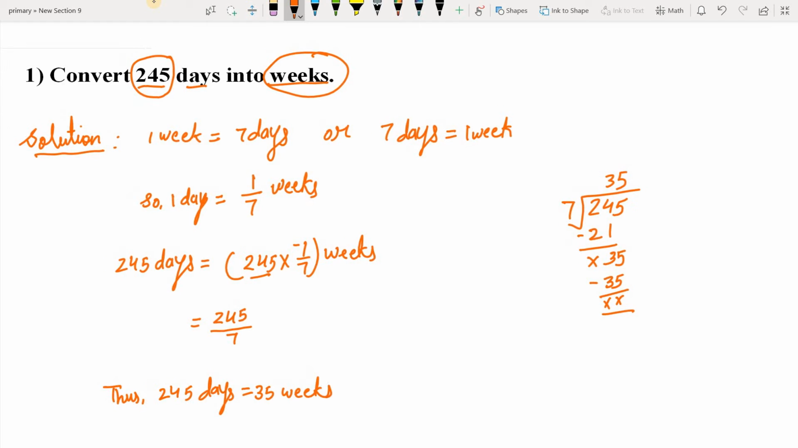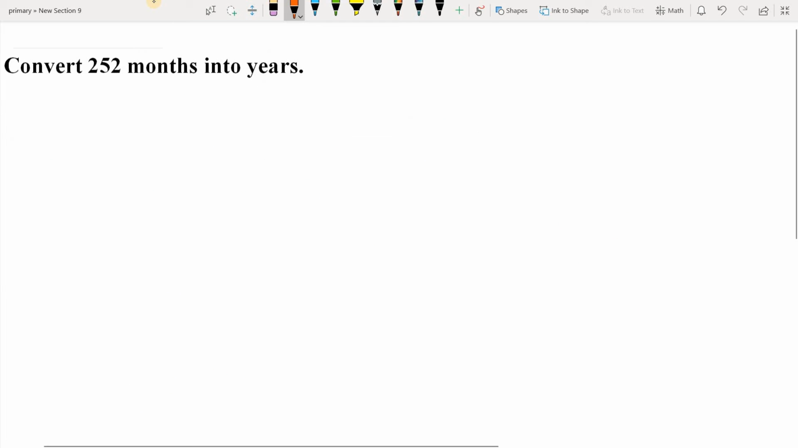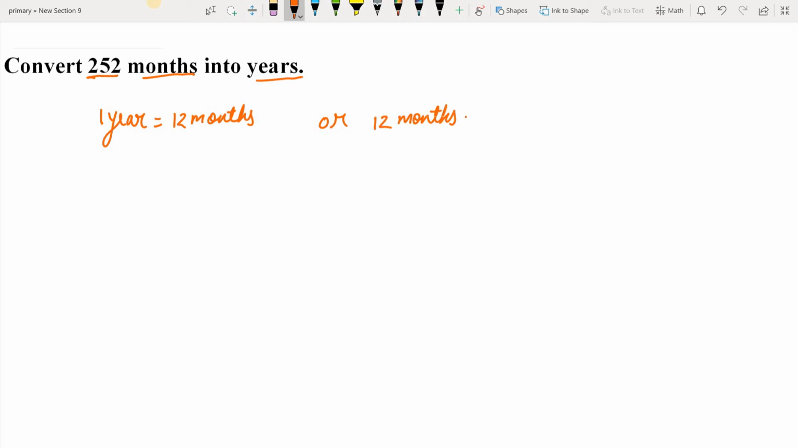Now, let us take one more question. Question 2. Convert 252 months into years. Students, as we know that 1 year is equal to 12 months. Either we can say 12 months is equal to 1 year.